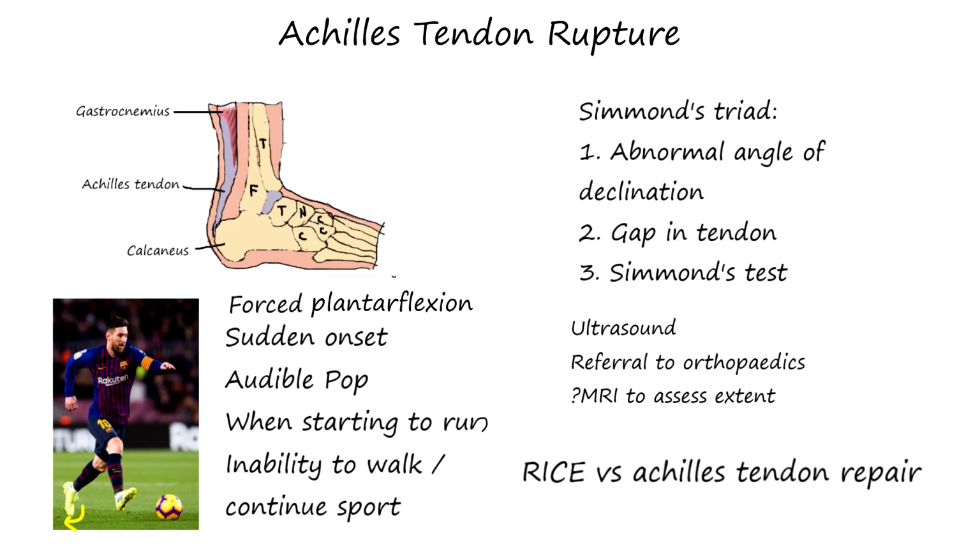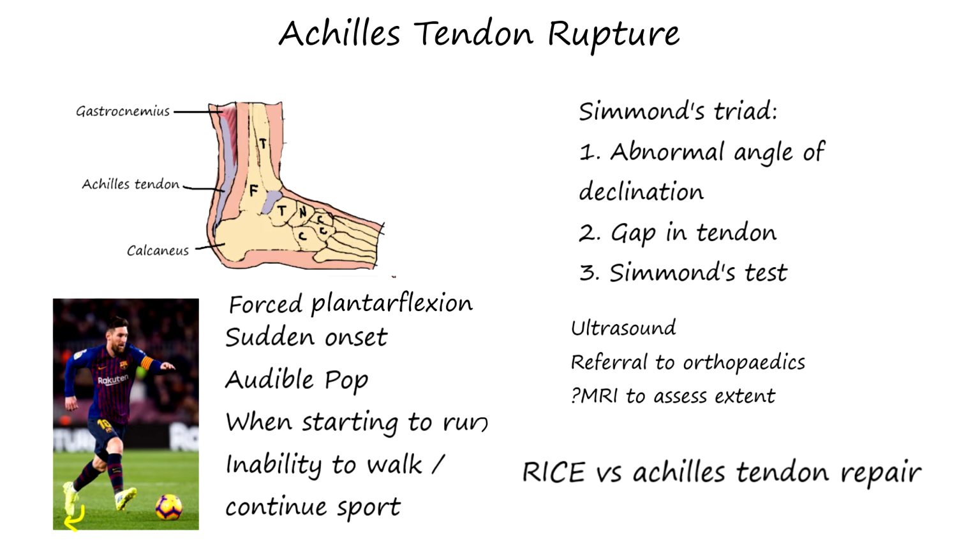Achilles tendon ruptures are one of the most common sporting injuries. Today we're going to discuss the anatomy of the Achilles or calcaneal tendon, the risk factors for an Achilles tendon rupture, the history you might expect, the examination, investigations, and management of them.